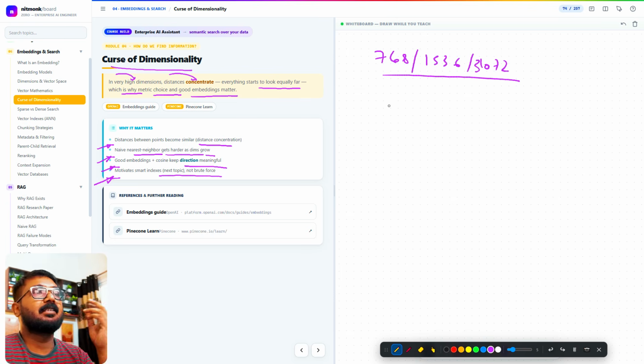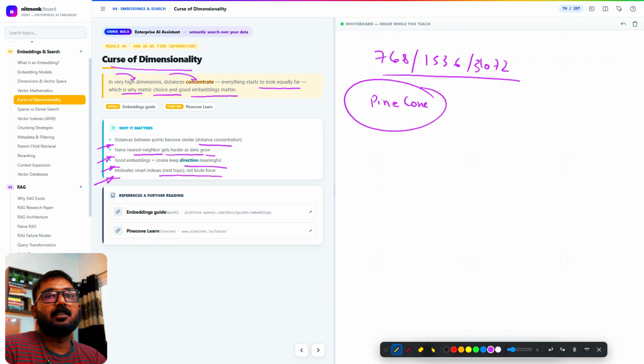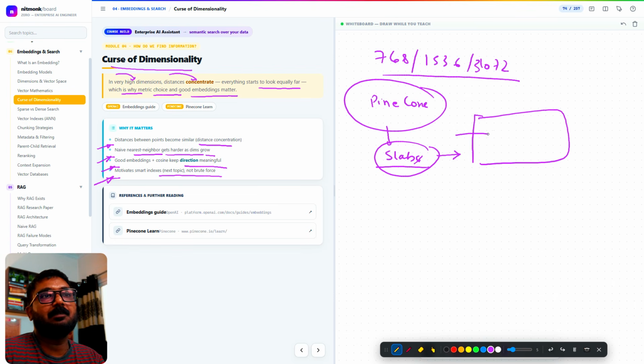So, to understand this, let's say there is Pinecone, right? After this discussion, you will be able to read any paper from Pinecone on how they generate their own vector database. What they usually do is create slabs. Once they start indexing these embeddings in their database, they try to create slabs and centroids.